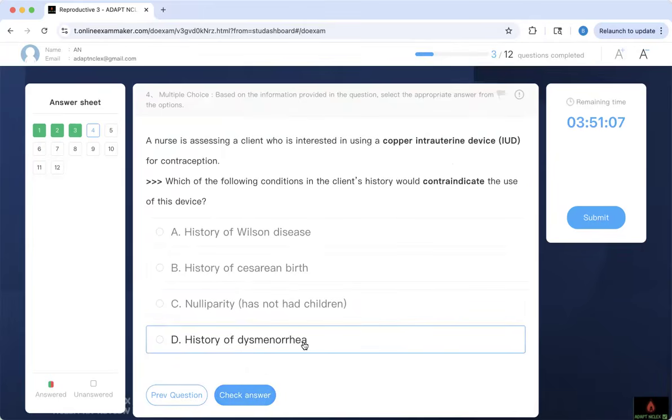A nurse is assessing a client who is interested in a copper intrauterine device. There's a reason why the word copper is there. When they give you a question, these are the buzzwords I talk about. Underline it. There's copper there. It's a different kind of IUD. For contraception, which of the following conditions in the client history will contraindicate the use of the device? That means if you have this problem, you cannot have a copper IUD.